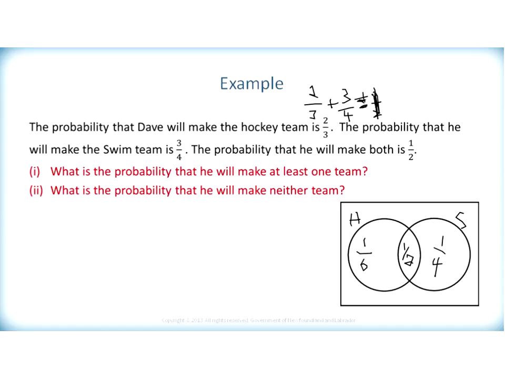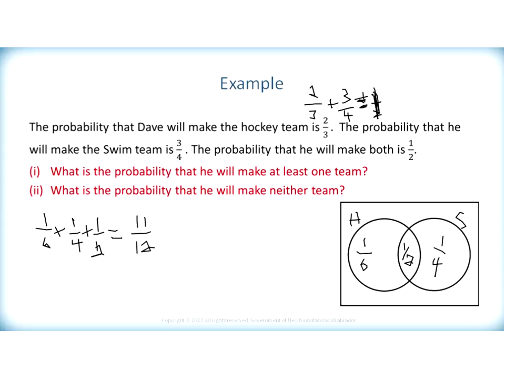Now, we have 1/6 plus 1/4 probability plus 1/2, which will give us 11/12.